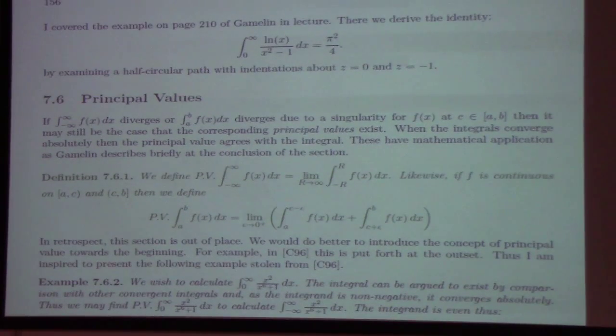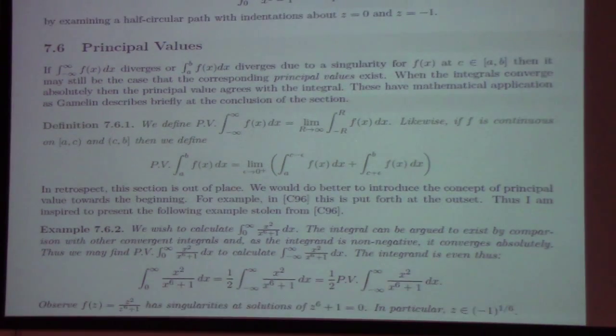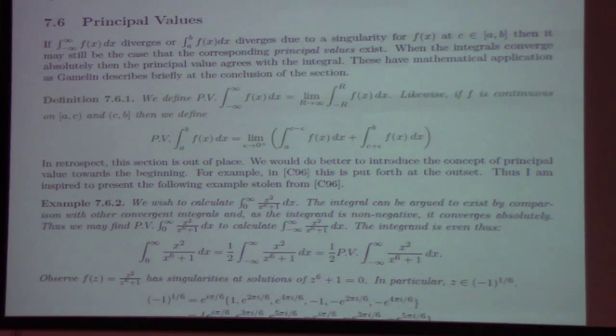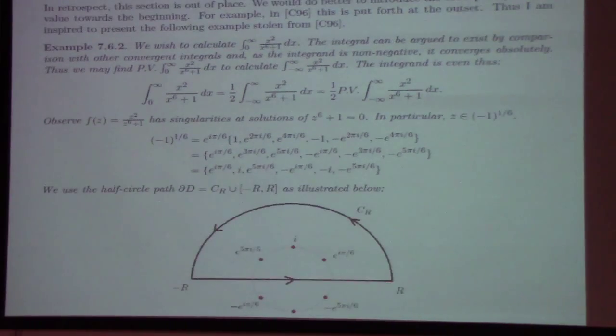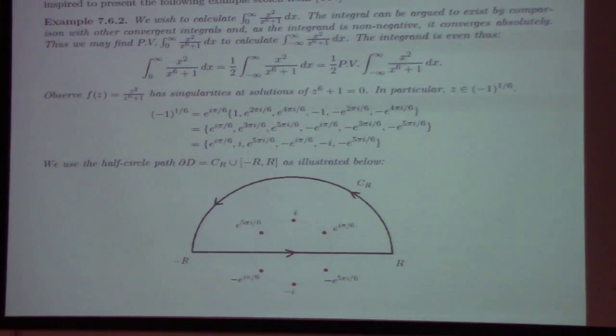I covered the example integral from 0 to infinity of natural log of x over x squared minus 1 in lecture. That's on page 210 of Gamelin. Huh, that must be from another semester. Let's see here. What's this here? So here I'm talking about principal value again. Here's yet another example of an integral of a rational function.